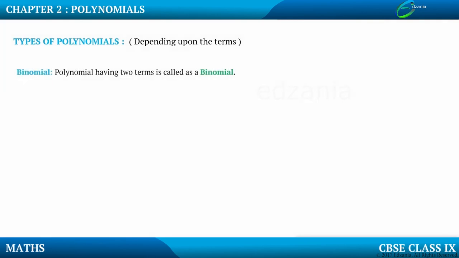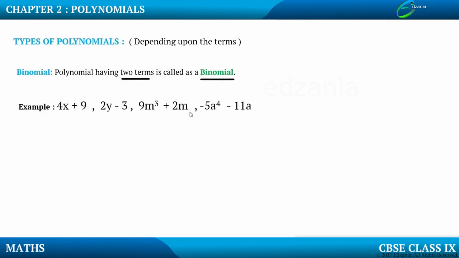Let us move on to the second type, binomial. Polynomials having two terms are called binomials. So in a binomial, since there are two terms, there will be an involvement of plus or minus sign. Let us see how. So here are a few examples.